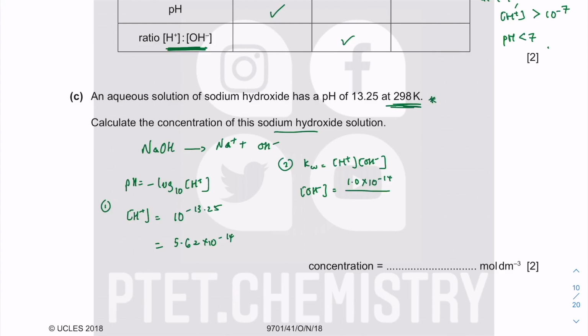This value 1 times 10 to the minus 14 is given in the data booklet for Kw at 298 Kelvin, divided by the concentration of the H+, so 5.62 times 10 to the power minus 14. I forgot, I make a mistake. I should probably not round it up to 3 sig fig yet. I should probably have it to 4 sig fig. You shouldn't round up before you reach the final part of the calculation.